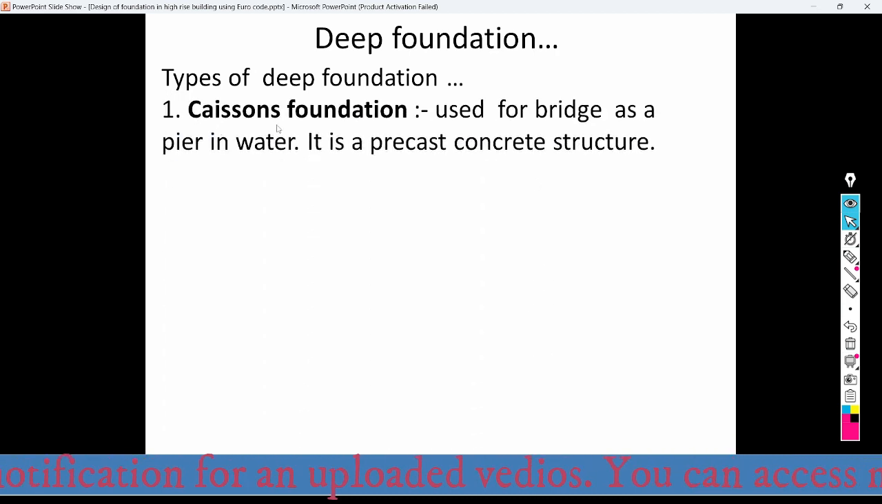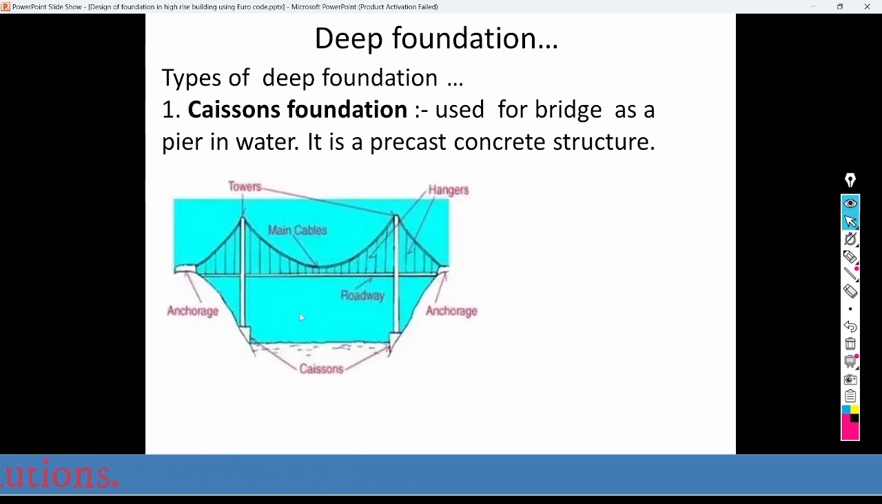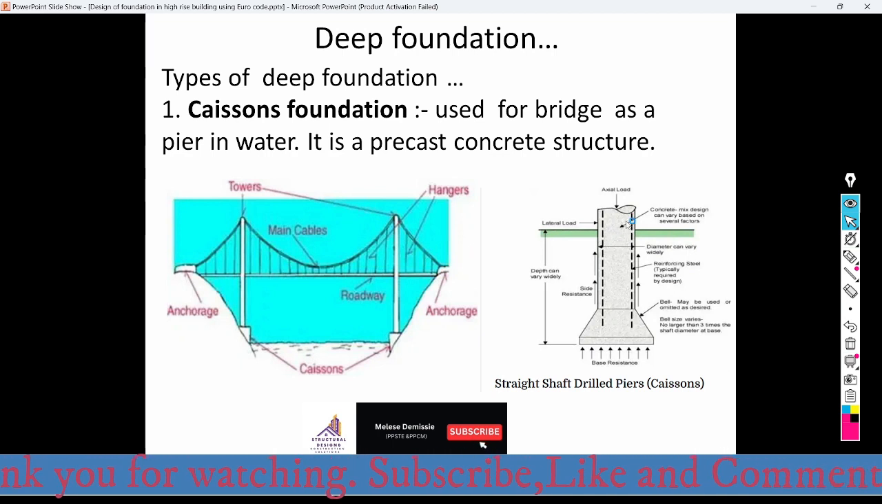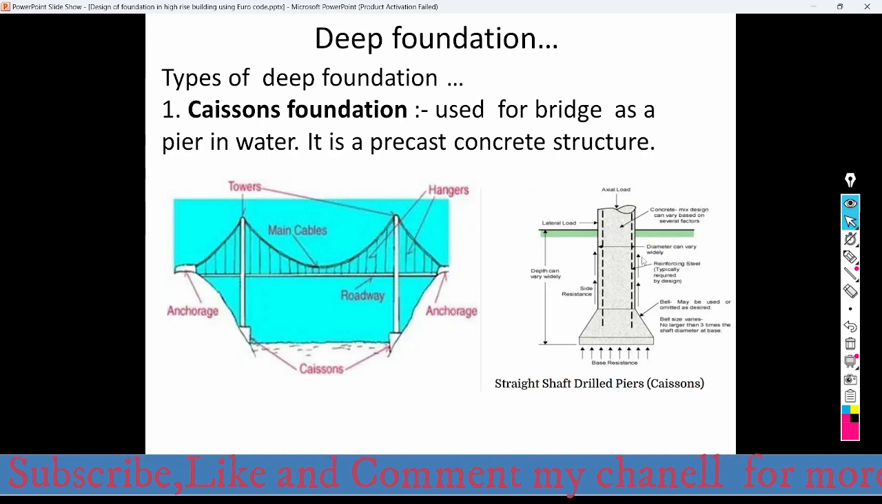So the next type of foundation is the caisson foundation, used for a bridge as a pier in water. That is, in water structures, it is recommended to use the caisson foundation. It is a precast concrete structure because it is impossible to use cast in situ concrete in water. Here, this is the water, and here this is a bridge, and this is the caisson. This is the caisson, and here this is the shaft of the caisson here, meaning when we see this caisson in detail, it looks like this one.